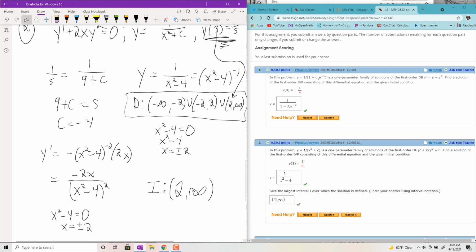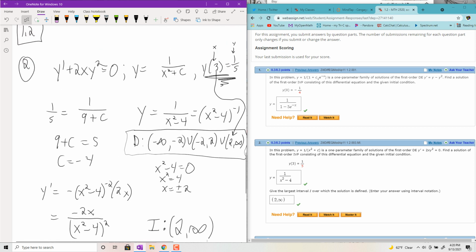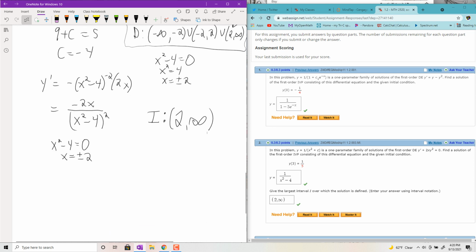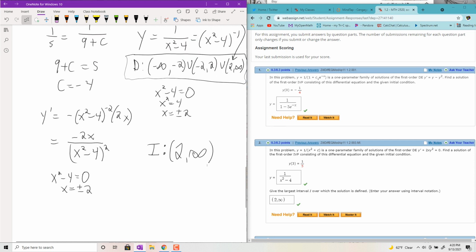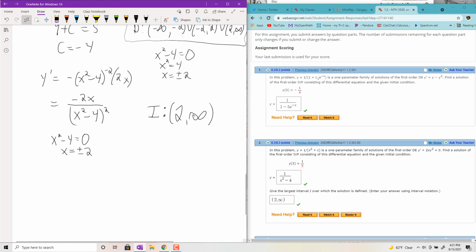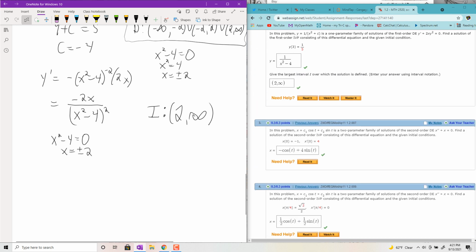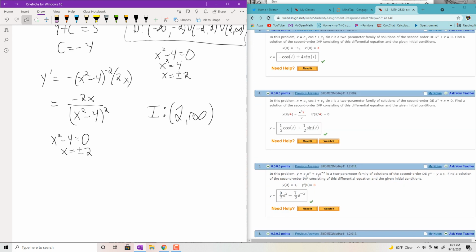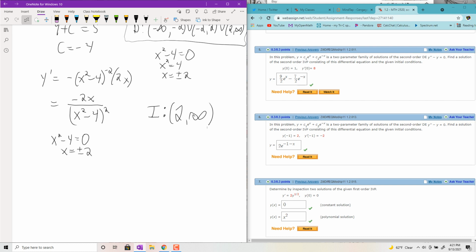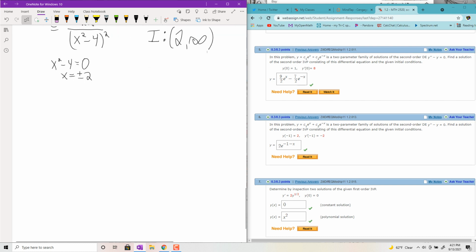So you should be able to get the solution given the initial condition, and then if I ask for it, you should be able to identify the interval of definition, the largest interval I over which the solution is defined. Most of these are pretty much the same. Maybe they give you extra. Let's look at number 6, I guess.